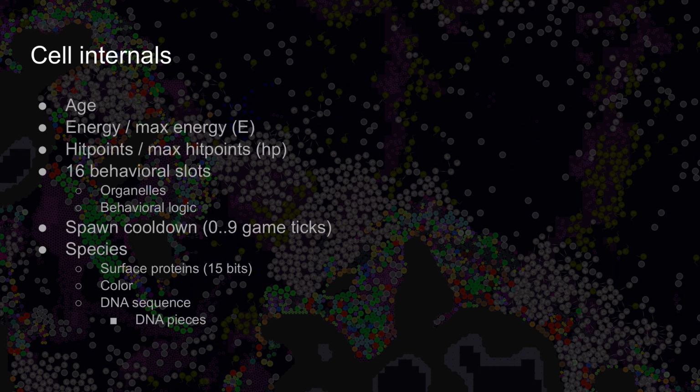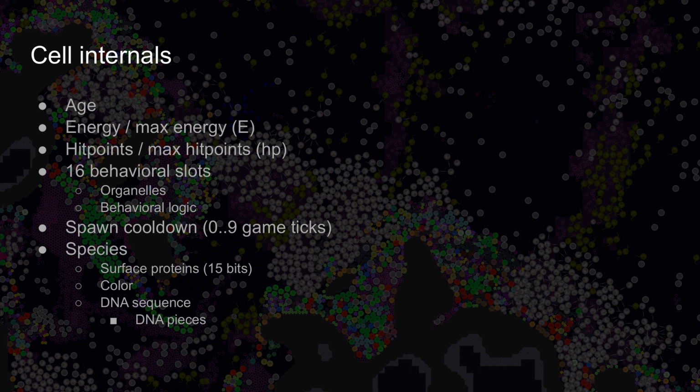Each cell keeps track of its own internal status, like its age, its energy usable for actions, and hit points. Each cell has 16 behavior slots to grow organelles and behavior logic, customizing how it behaves in the world. When a cell is born, it receives a random amount of cooldown up to 9 game ticks, during which DNA execution is temporarily paused. A game tick is one step forward in the simulation. On 1x speed, each frame 1 game tick occurs. On 2x speed, 2 game ticks occur between frames.